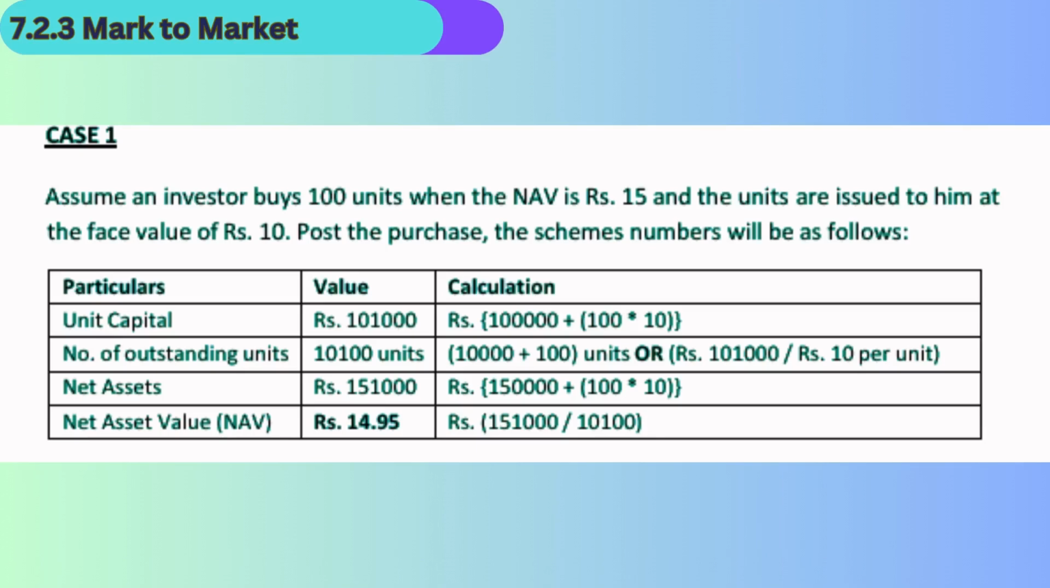Now let us understand the concept of mark to market by understanding two cases. Case 1. Assume an investor buys 100 units when the NAV is rupees 15 and units are issued to him at the face value of rupees 10. Post the purchase, the scheme's numbers will be as follows. Unit capital rupees 1,01,000. Number of outstanding units 10,100 units. Net assets 1,51,000. So by calculating, the net asset value, that is NAV, will be 14.95.